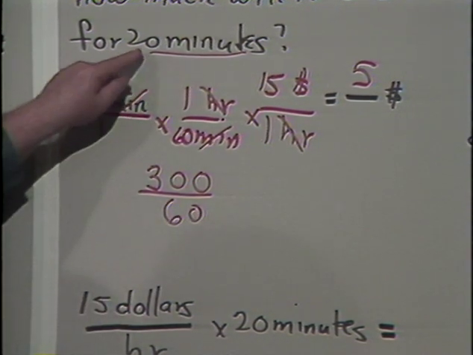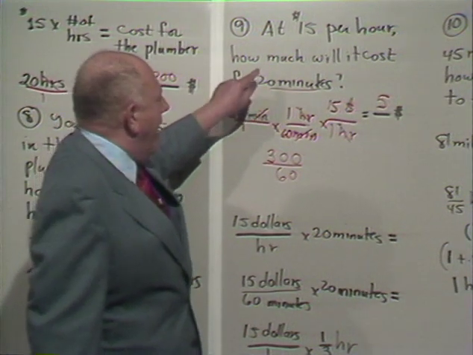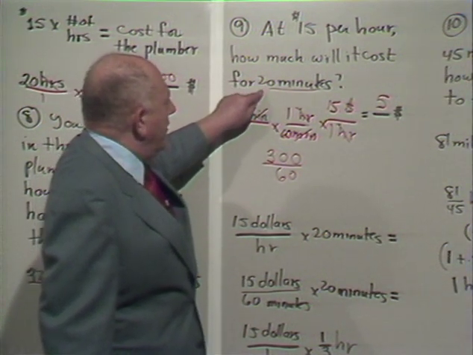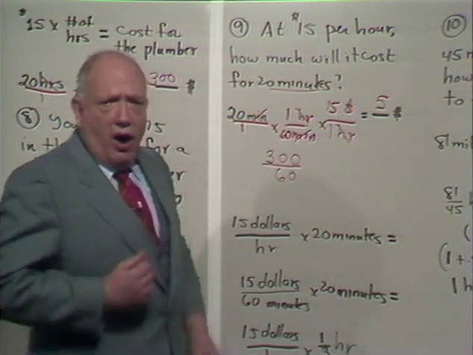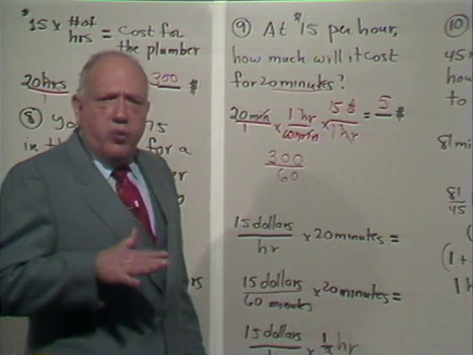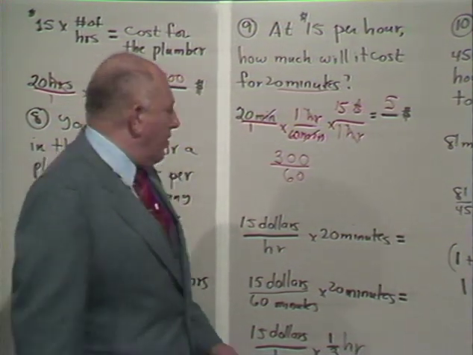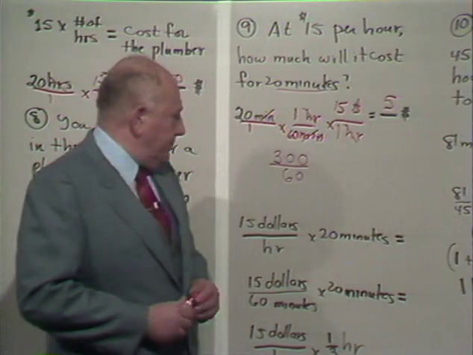And does that make sense? Isn't 20 minutes 1/3 of an hour, 20/60ths? And if you're using 1/3 of an hour at $15 for a whole hour, it should be what? Unless there's a minimum rate that they charge you, for 20 minutes you should only be paying what? 1/3 of an hour, that's 1/3 of $15. That should come out to be $5.